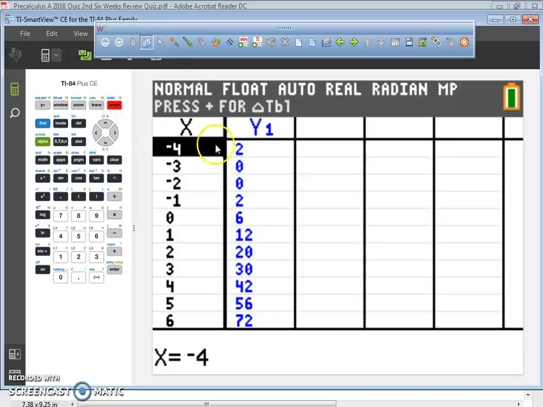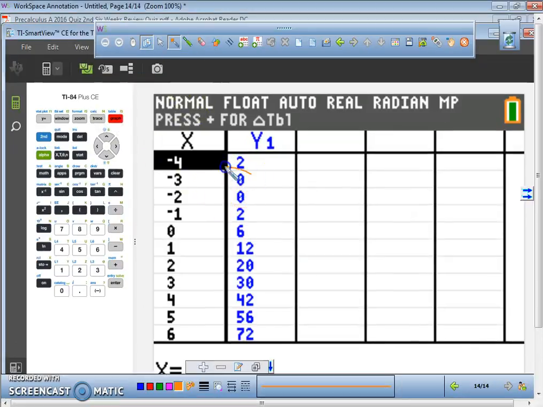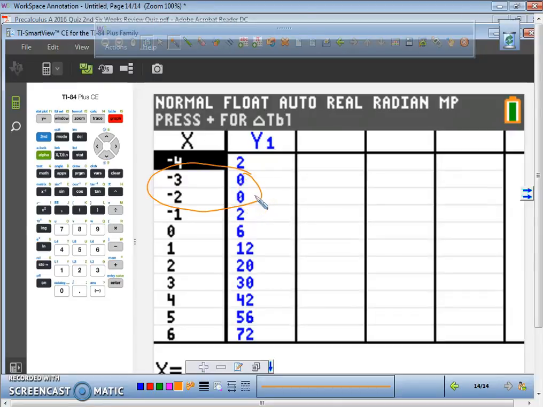Now, if you didn't know that, you can check your table. Go to your table, and you can look at your table, and what do you look for? You look for where y is equal to a 0. In the quadratic equation, you look for where the y value is equal to a 0, where it crosses the x-axis.